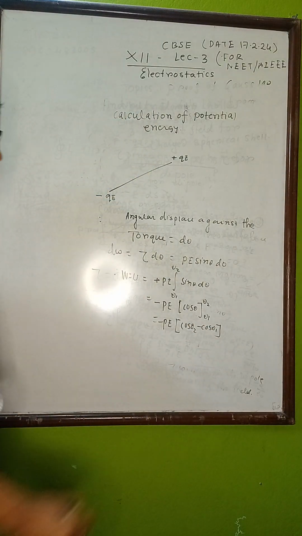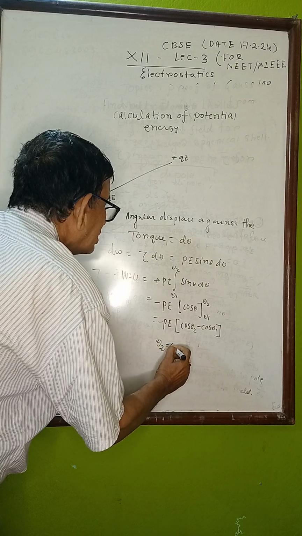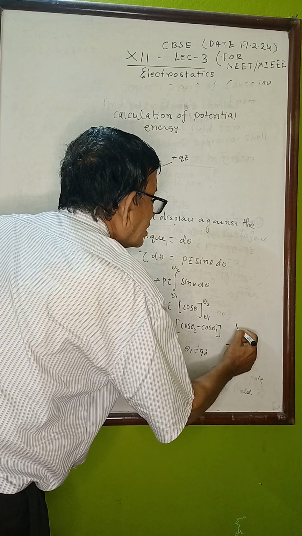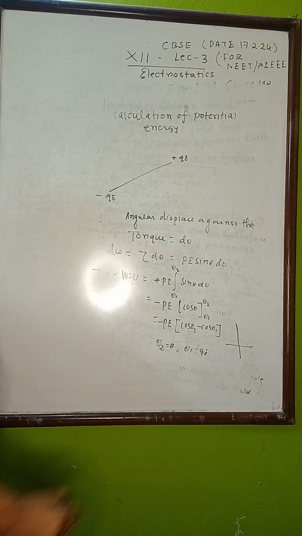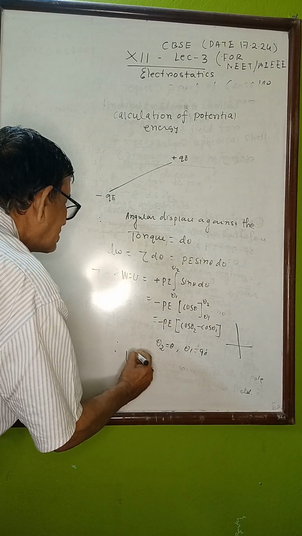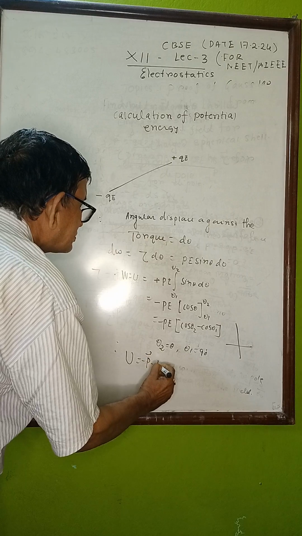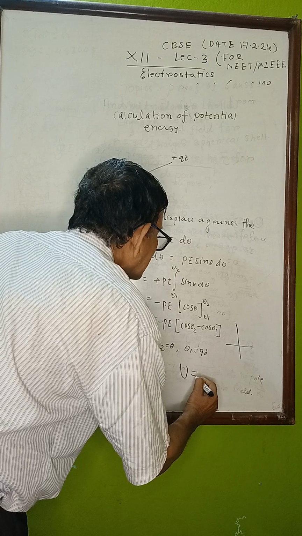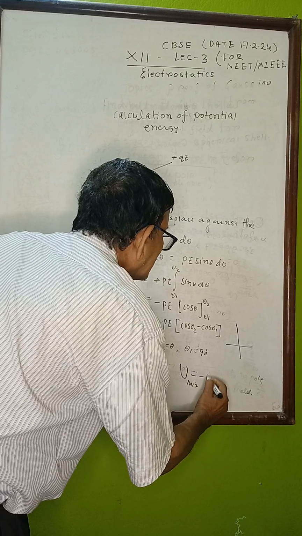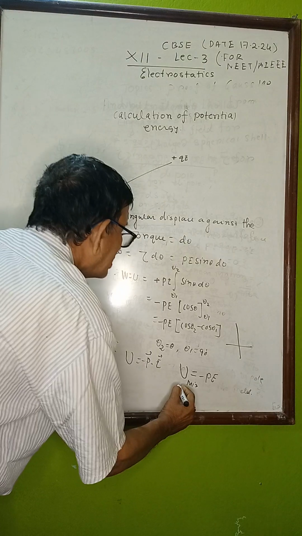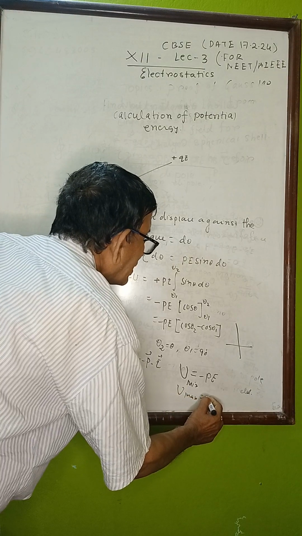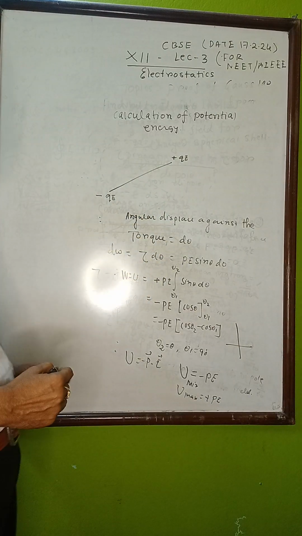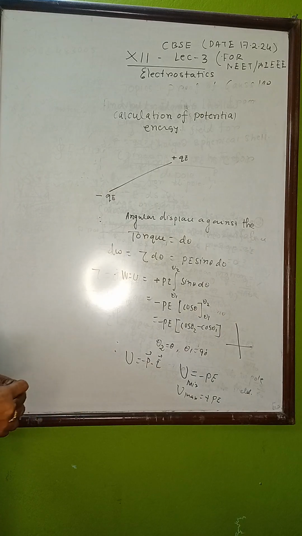Now consider theta 2 equal to theta, and the initial point theta 1 equal to 90 degrees, when the torque is maximum. You are getting potential energy equal to minus P dot E. Now U is minimum, that is minus pE. It is very important for exam questions. U is maximum when it is plus pE. Potential energy is maximum when the dipole is placed in the reverse direction of the field.